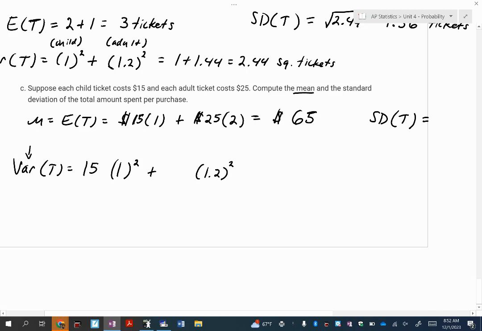Every time I deal with variances, I mean I'm doing standard deviations that are squared. So when I write this 15, make sure you write that 15 is squared. I'm dealing with squared dollars. My units are squared dollars. That's a mistake that I see constantly. Every year, students just forget that we're dealing with squares with variances. So you have to square those constants as well. How much do the adult tickets cost? 25. Make sure you square that as well. So this is 15 squared, 225.